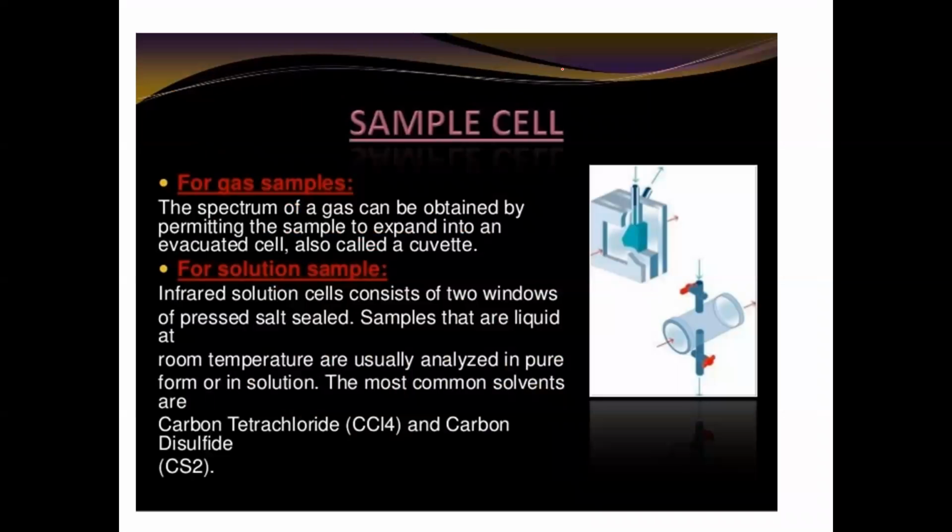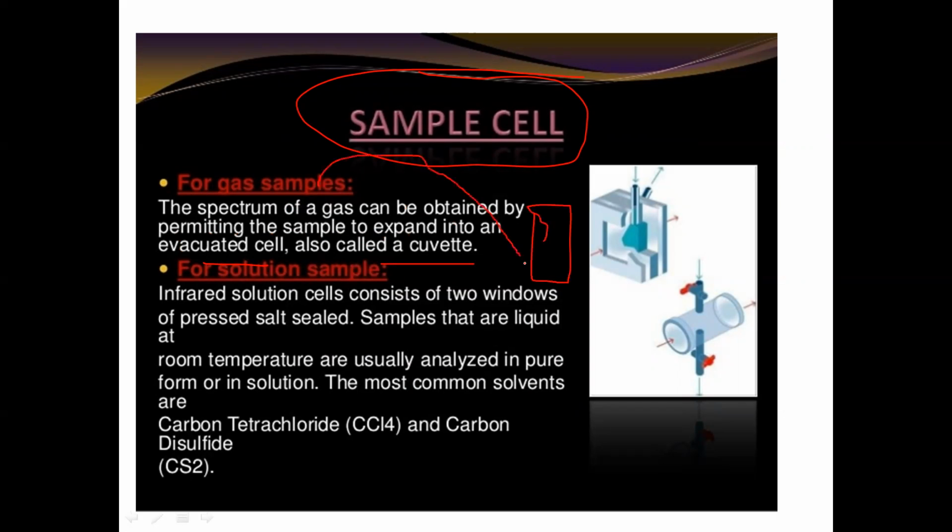Next, the second one is the sample cell. For gas samples, the spectrum of a gas can be obtained by permitting the sample to expand into an evacuated cell, also called a cuvette. So this is your cuvette, and in this you will put the gaseous sample, and it is closed. After passing IR radiation, it proceeds further in the IR spectrometer for giving the final spectrum.